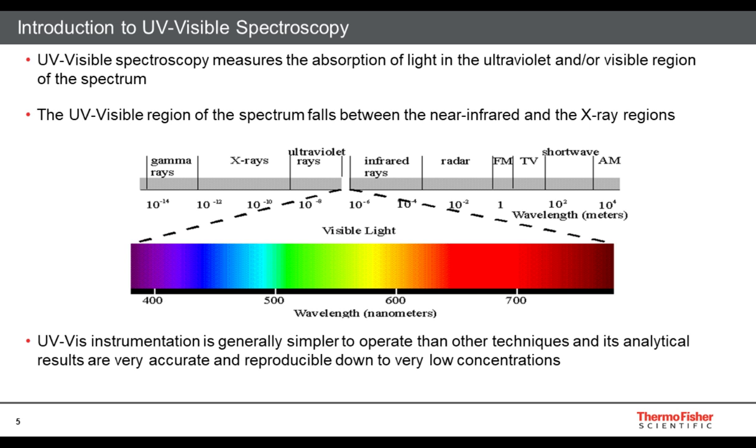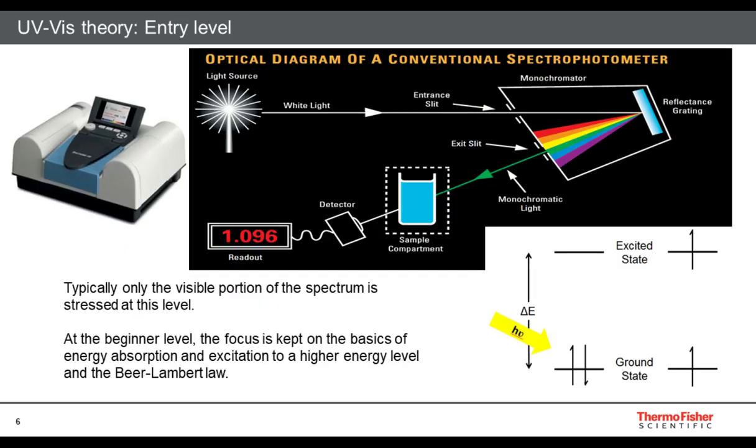So jumping in a little bit more in depth to UV visible spectroscopy, we're looking at the portion of the spectrum between X-rays and infrared. And while the instruments themselves are typically fairly simple to operate, it has great analytical results that are very accurate, very reproducible, even at very low concentrations. So it's a very useful technique, and we see it used in a lot of different industries.